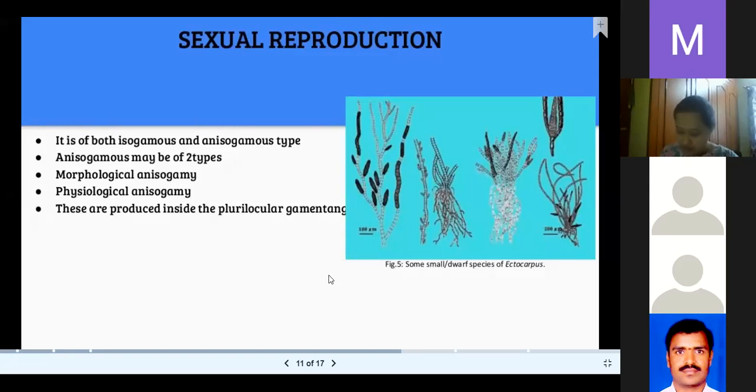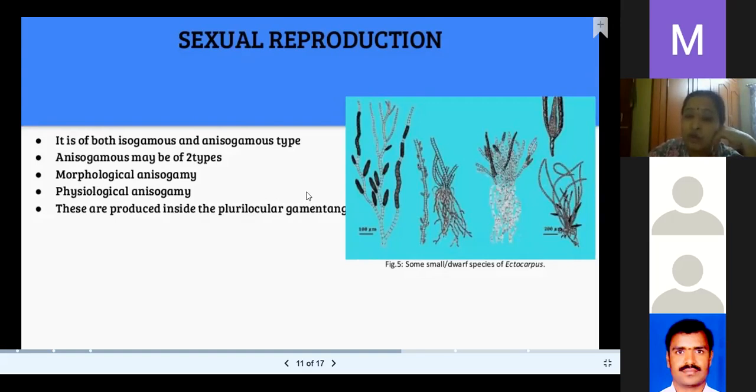Next one, the second reproduction is called sexual reproduction. What is the sexual reproduction? What type of sexual reproduction can you observe here? Tell me, I told you, what type of sexual reproduction? Isogamous. It is both isogamous and anisogamous type. 2 types of sexual reproduction you can observe in this one. One is the isogamous. The second is the anisogamous type. Here, anisogamous may be 2 types. One is the morphological anisogamous and the second is the physiological anisogamous.